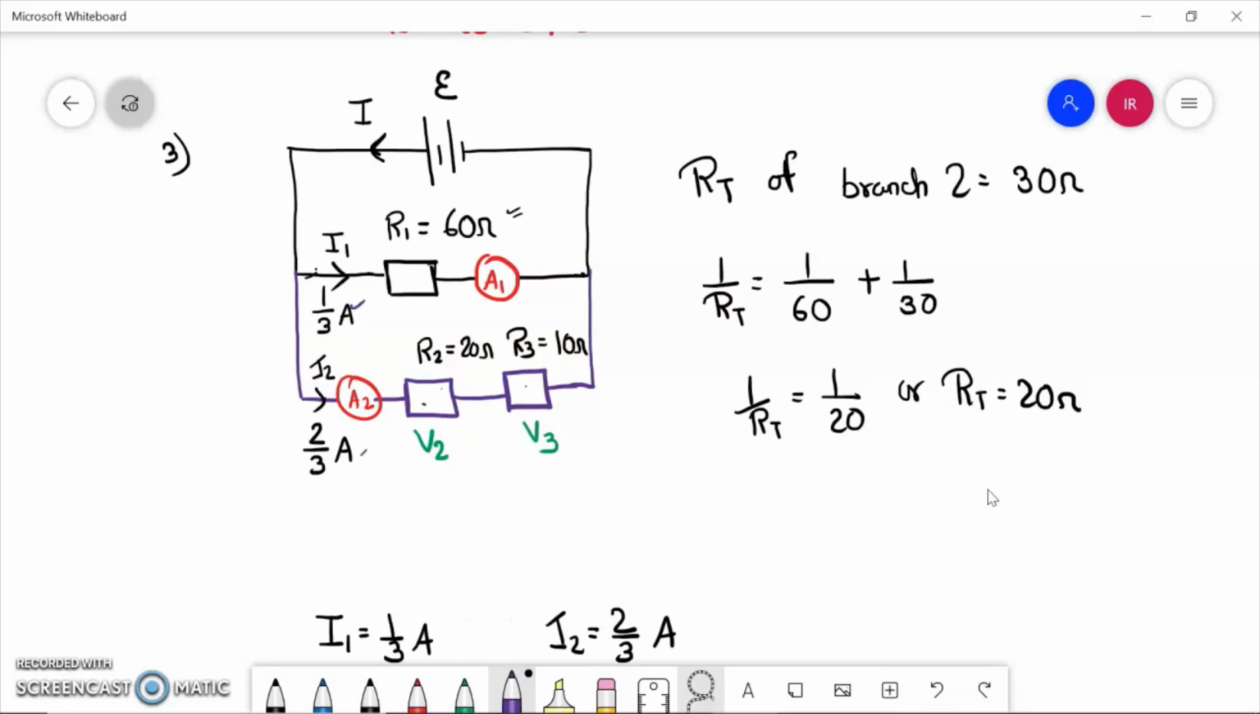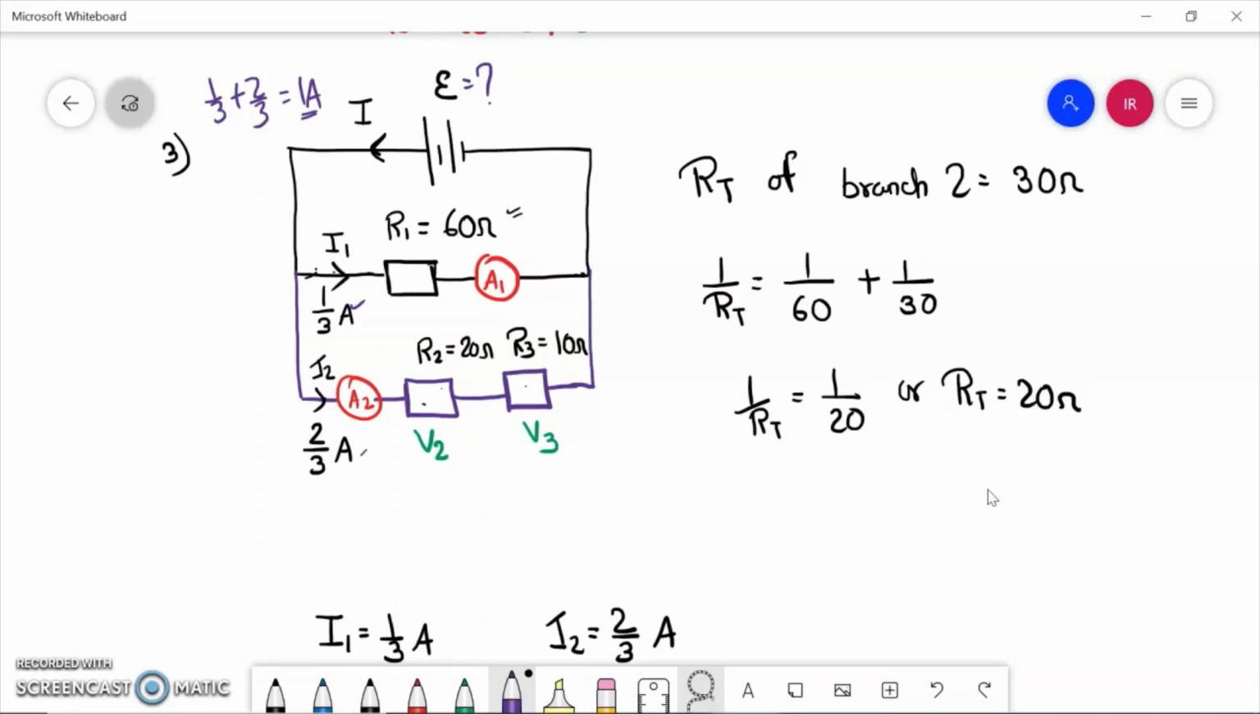So I know the total current is divided between I1 and I2. So why don't I just add them up? I1 plus I2 gives me the total current. If you add 1/3 plus 2/3, you get the total current, 1 ampere, very easily, right? I don't know the EMF of the circuit, that is not given to me. How do I find the EMF? First, let us see how to find the total resistance of this circuit.